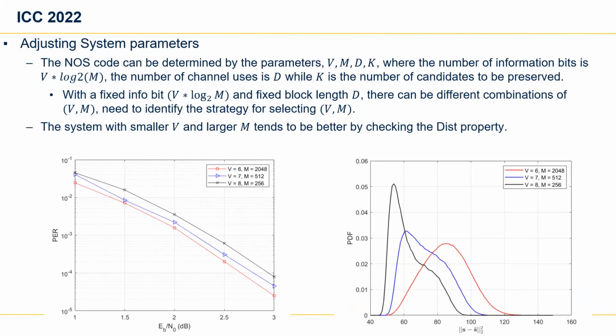Before we discuss the final evaluation part, we will discuss how to adjust system parameters to achieve good BLER performance for the NOS code. As we have discussed before, the NOS code can be determined by the parameters V, M, D, and K, where K is the number of candidates to be preserved in the K-best decoding algorithm. Consider a case when the number of information bits is fixed and the block length D is also fixed. Actually, there can be different combinations of V and M to be chosen, and we need to identify the optimal strategy to select such V and M combinations.